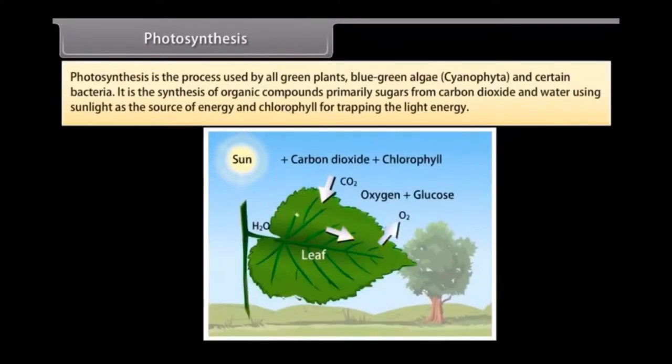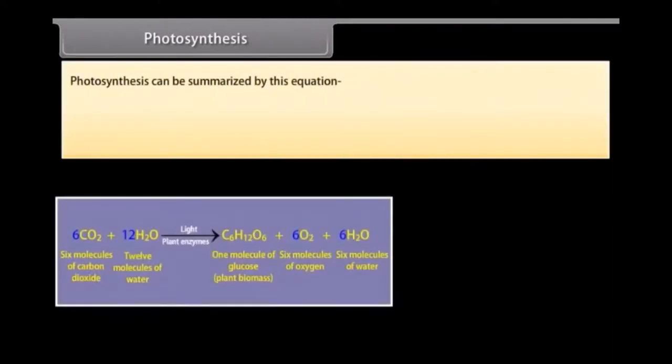Photosynthesis is the process used by all green plants, blue-green algae, cyanophyta, and certain bacteria. It is the synthesis of organic compounds, primarily sugars, from carbon dioxide and water, using sunlight as the source of energy, and chlorophyll for trapping the light energy.